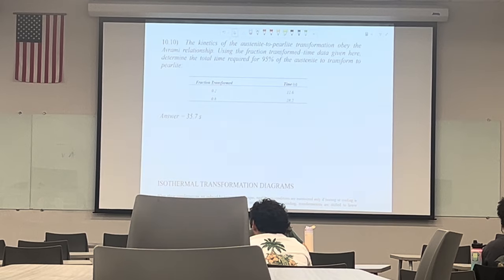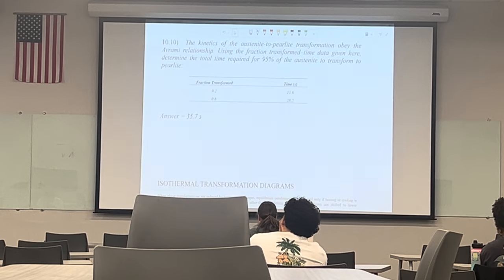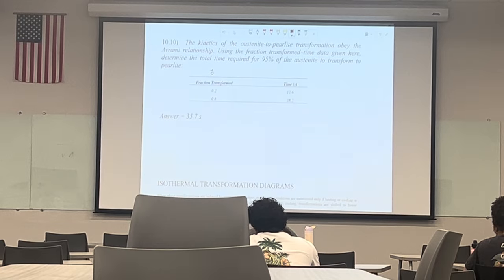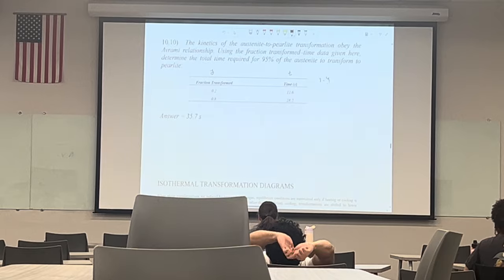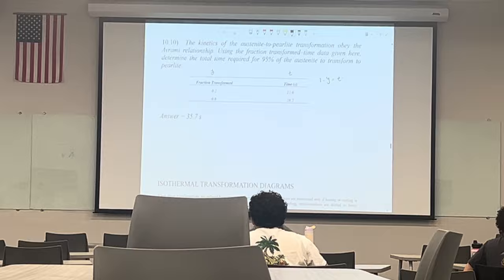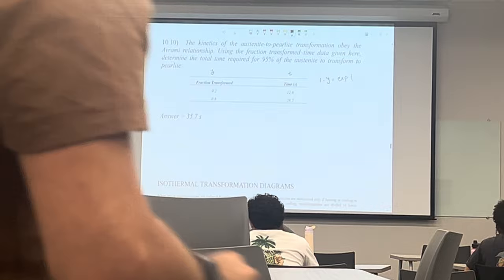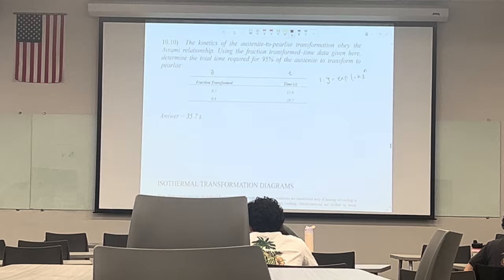So right now we know there are two equations. Here we already know the fraction transformed, which is y in the Avrami equation, and the t. The equation itself is just this one, y equals 1 minus e to the minus k t to the n. And we are asked to find the time when our y is 0.95. What is the time here?